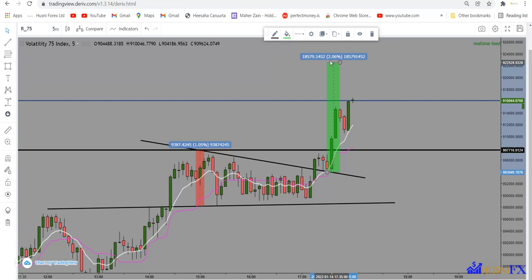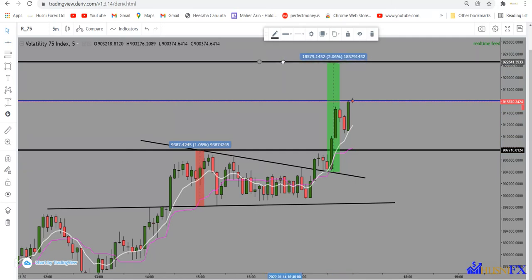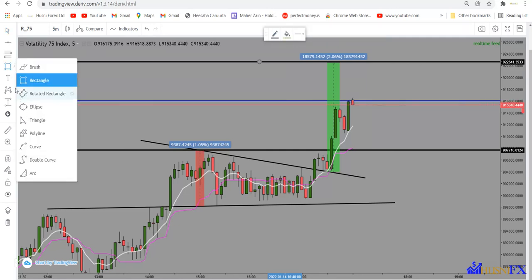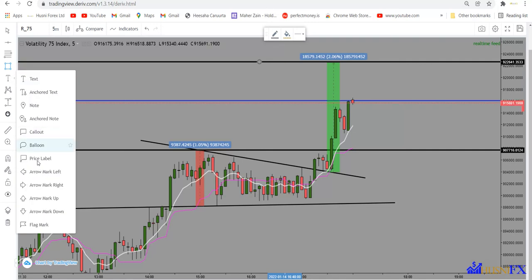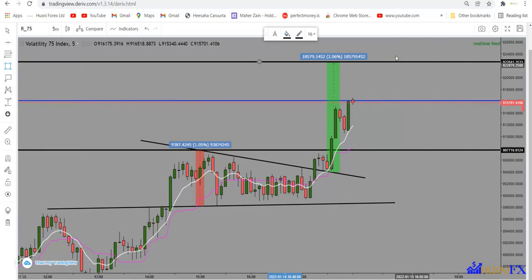Okay, there is my next exit point. So you can see 9. So price level, if this price continues, I will have my exit points there. Okay, price level. So there is my next TP.